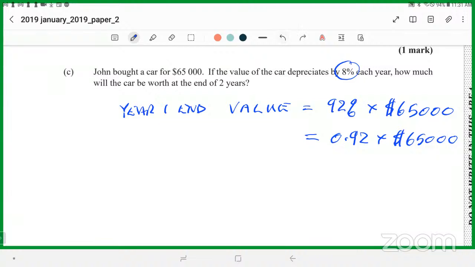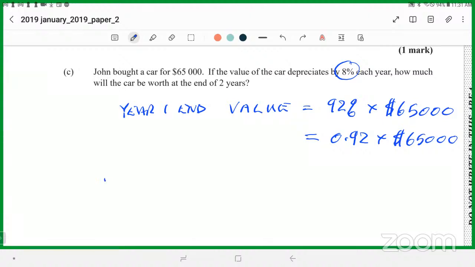I can carry this value to the next year. So I'm going to depreciate this value again by 8%. I'm going to apply another 92% to this value without working it out. You have to practice to save time in the exam room. If you want to work it out, no problem, but you don't need to.